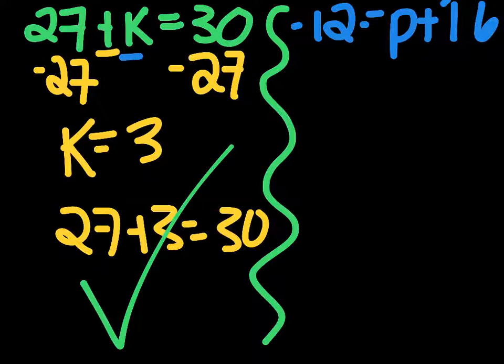So go ahead and look at this one. Negative 12 equals P plus 16. Pause the video, get your answer, and when you're ready to check, unpause.